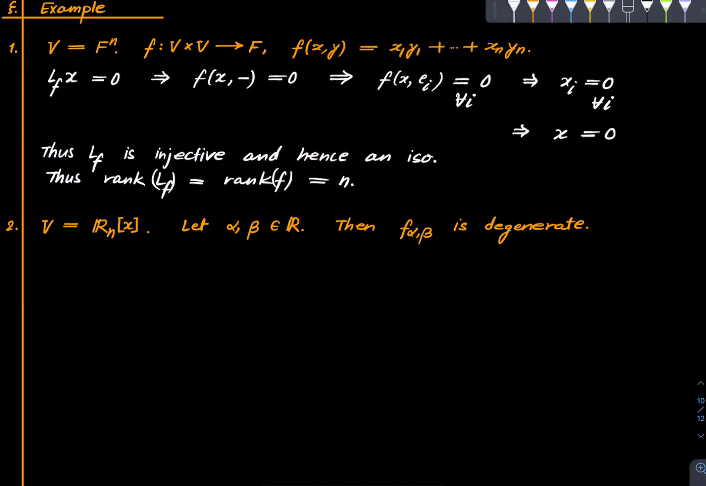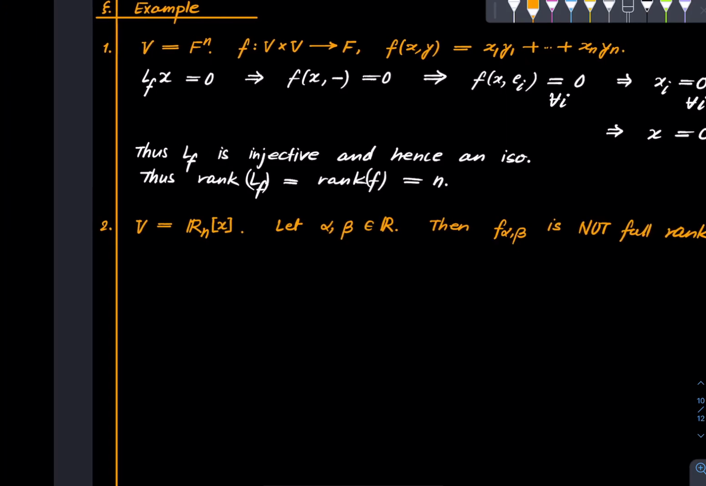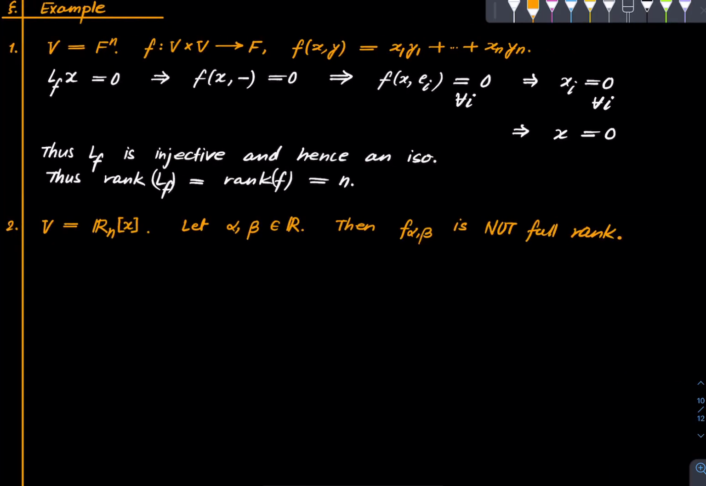What about this person? So I shouldn't say degenerate, is not full rank. So I should have defined degenerate. Maybe I will define it after I cover this example. I mean, it's the same thing as saying that the bilinear form has not full rank, but anyway. So suppose this vector space is in question and alpha and beta are two real numbers, then we want to show that this is not full rank.